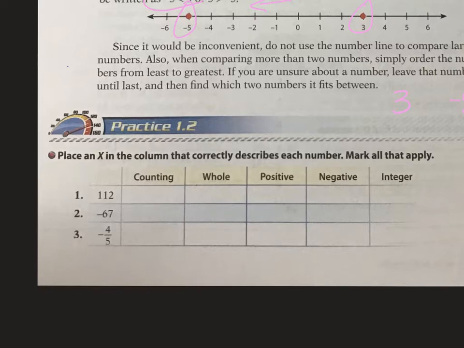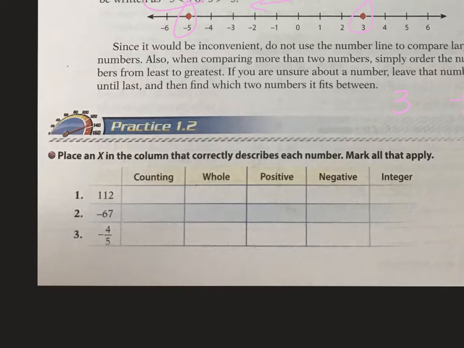Okay, guys, so here in this chart, we're going to place an X in the column that correctly describes each number. Mark all that apply. You're going to work with me and do this all at the same time. So 112. So what is a counting number?